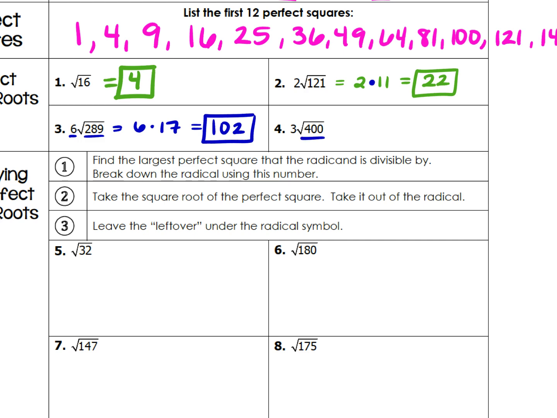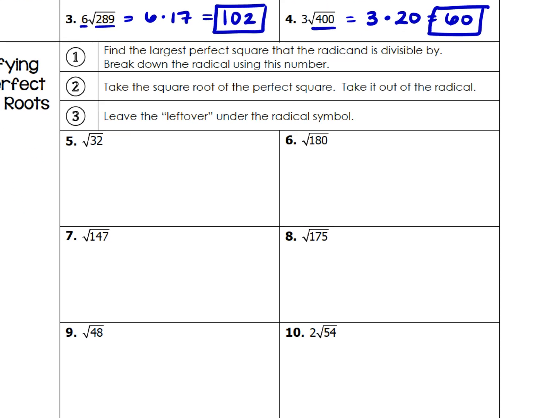Anyone know what the square root of 400 is? 20. So this is 3 times 20, or 60. Okay, so those are the lovely ones where you can just plug something into your calculator and it does the work for you. Where it's not quite as lovely, I need you to get your calculator out for this. So if you don't have a calculator out right now, get a calculator out.